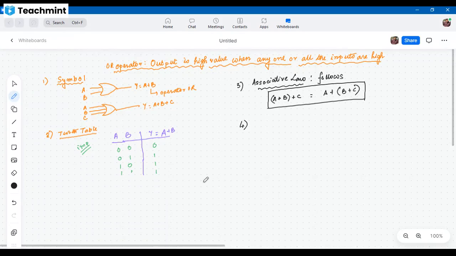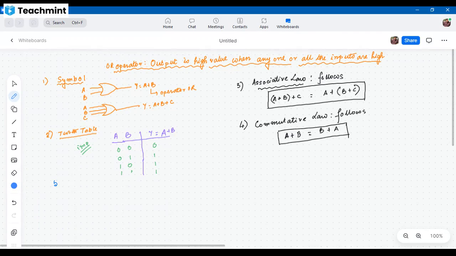Next is our commutative law. It also follows the commutative law. And what is the commutative law for the OR gate? Anybody? Any idea? So A plus B equals B plus A. Yes. It will be A plus B equals B plus A. So this is the commutative law for the OR gate. Okay, so I am not proving it. I will give it in the homework. You must prove it by the logic that we proved in the last section for the AND gate.